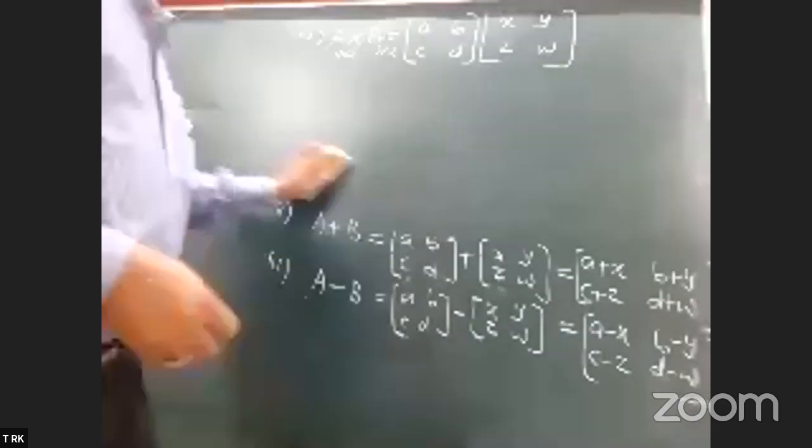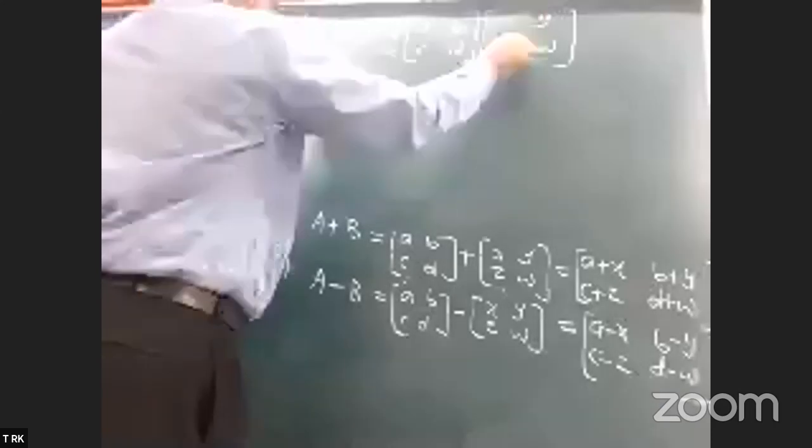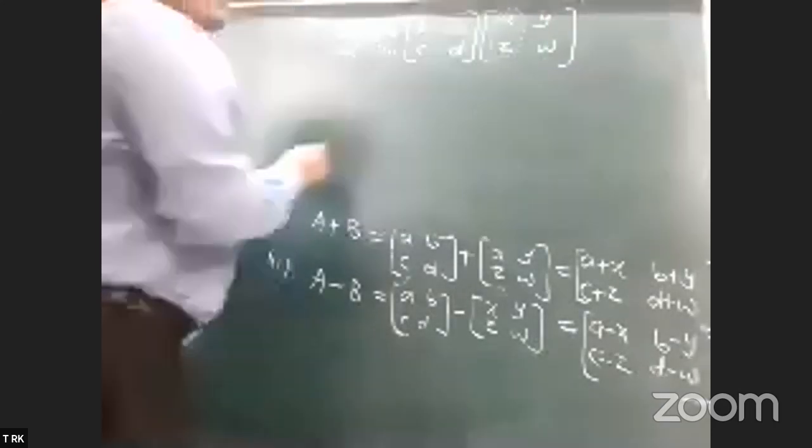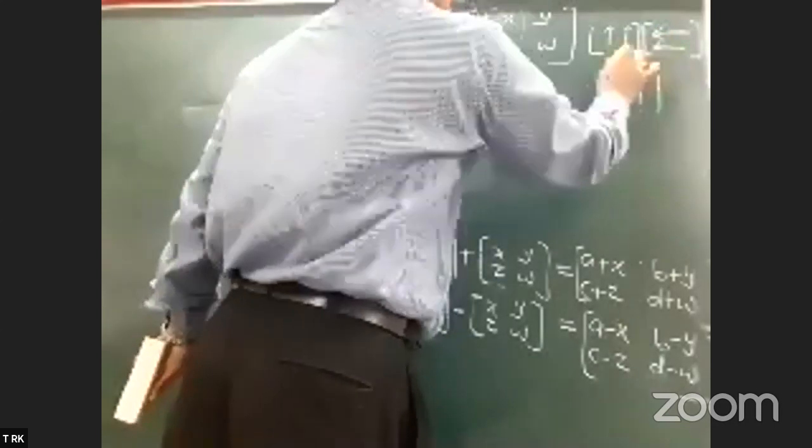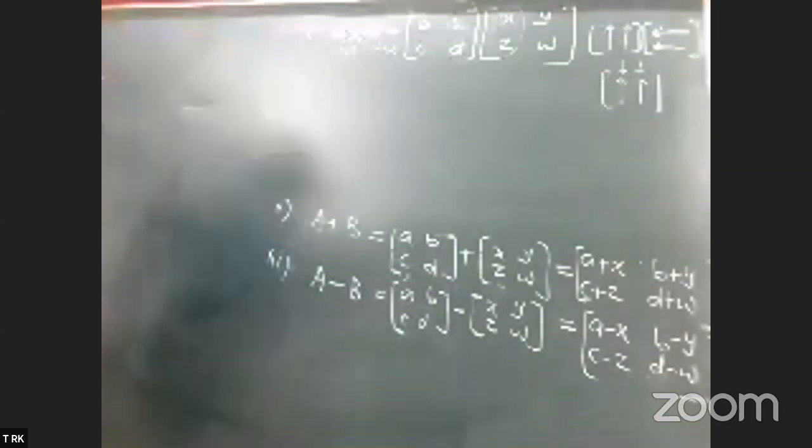Matrix multiplication. These column elements get distributed like this. See, this condition must be fulfilled on this side: the number of columns of the first is equal to the number of rows of the second, and after that we get this combination. So that is A into B.